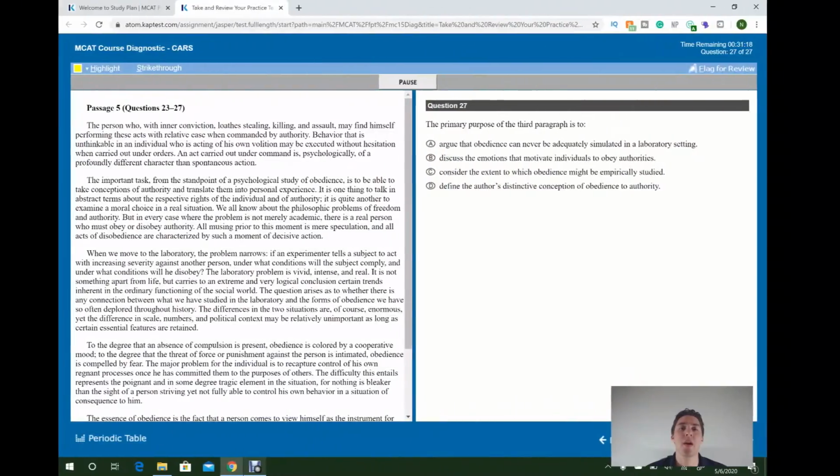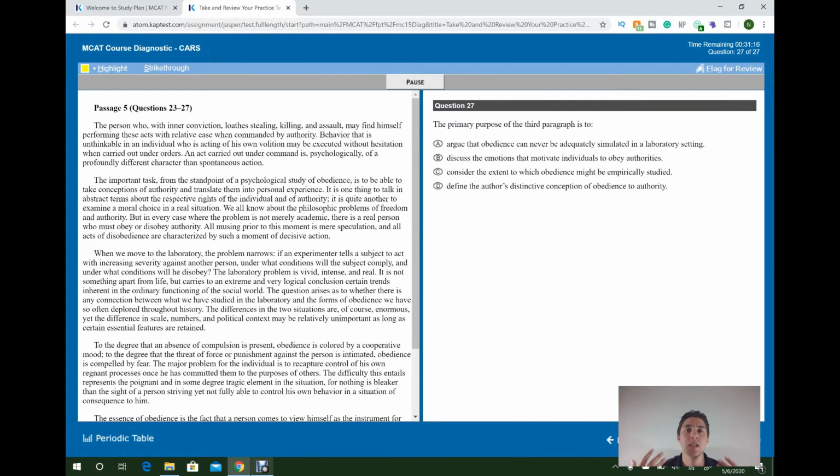Okay, so once you finish paragraph 3, you can then summarize in your own mind what was going on, and then you can look at the option choices. And if you do that, you can see that the author is talking about when we move to the laboratory. So, okay, a person may be obedient or not obedient in real life, but how can this be replicated in a laboratory, if at all? And that is exactly what C is saying. Consider the extent to which obedience might be empirically studied. So now we just answered question 27.